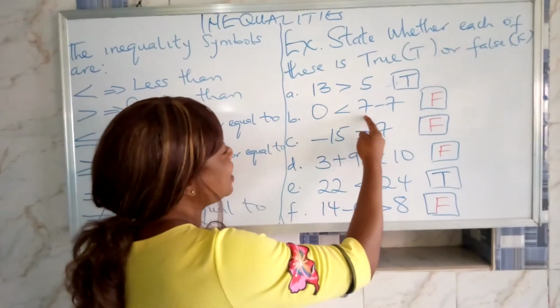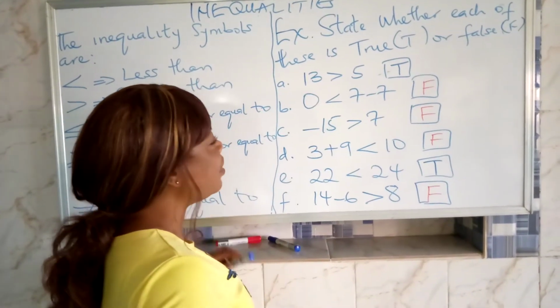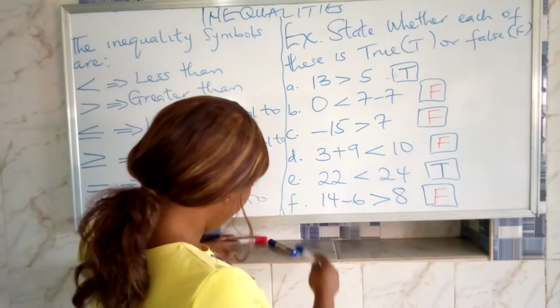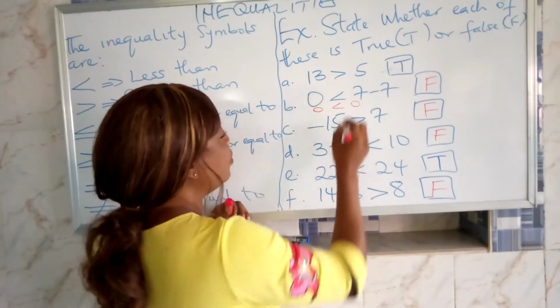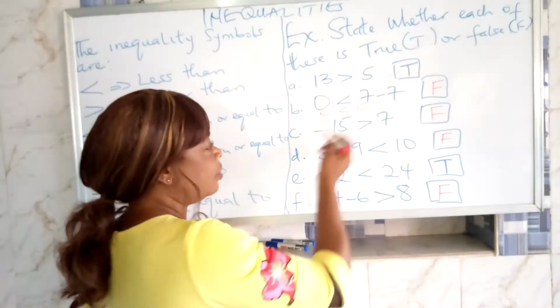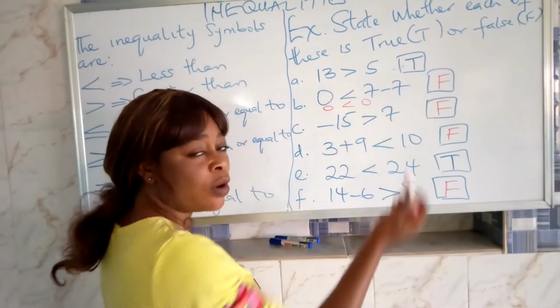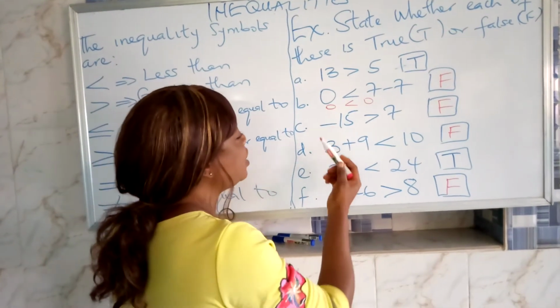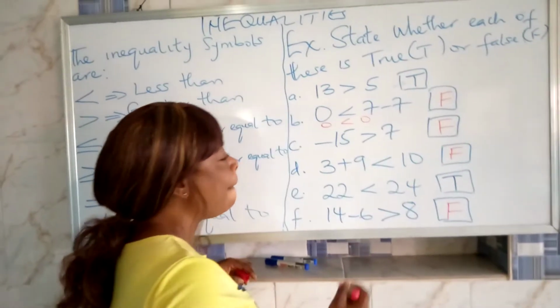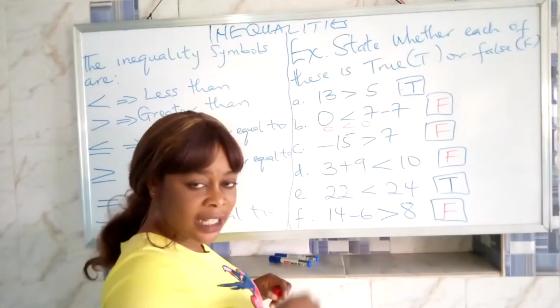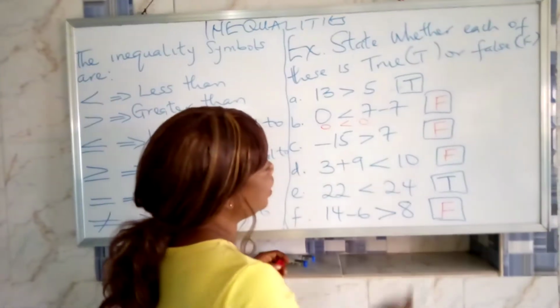0 is less than 7 minus 7. My 7 minus 7 is also 0. So that means 0 is less than 0. 0 is not less than 0, so it's false. It's supposed to be 0 is equal to 0. The next one is minus 15 is greater than 7. Minus 15 is not greater than 7, it is less than 7. So my answer is false.